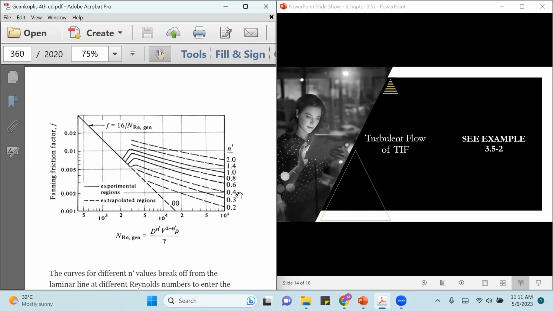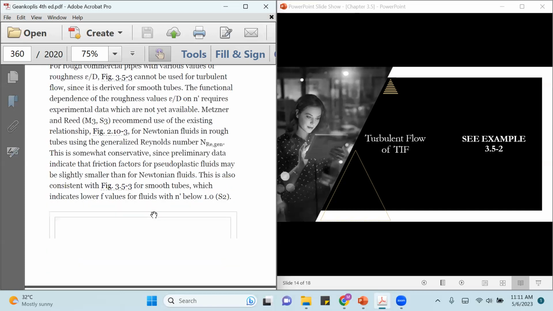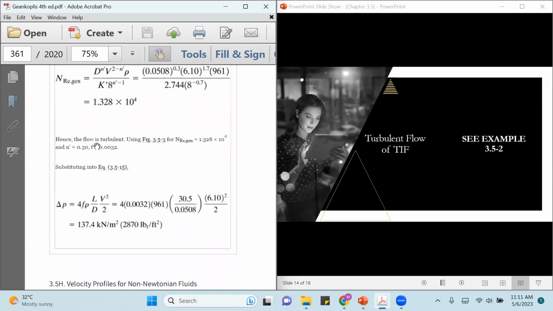Miss, if the n prime is 0.5, you have to draw an imaginary line here in between 0.4 and 0.6. If the n prime is not mentioned in this figure, what you have to do is draw an invisible, imaginary line here. Okay, so I will go down again, and I know that the F value is 0.0032. So put it back into equation 15, put in all the known values, then you can get delta P is this.